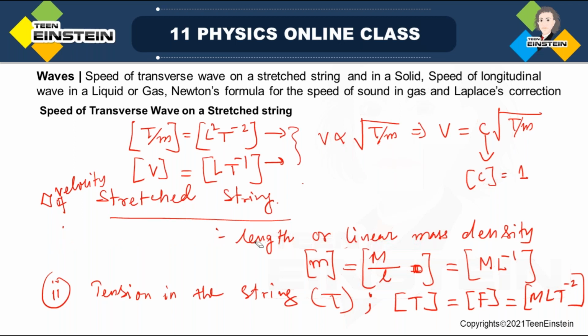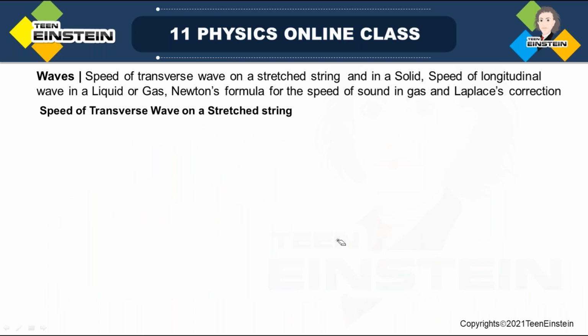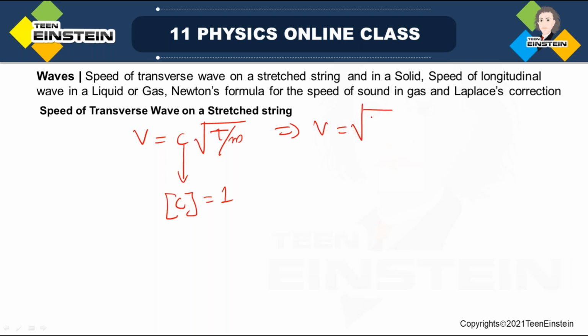Let me erase this part, or let me erase everything. So we have already got that v is c root over t by m, where t is the tension, m is the mass per unit length, and this has dimension 1. So we can write v is equal to root over t by m. So this will give you the speed, or the velocity, of the wave.